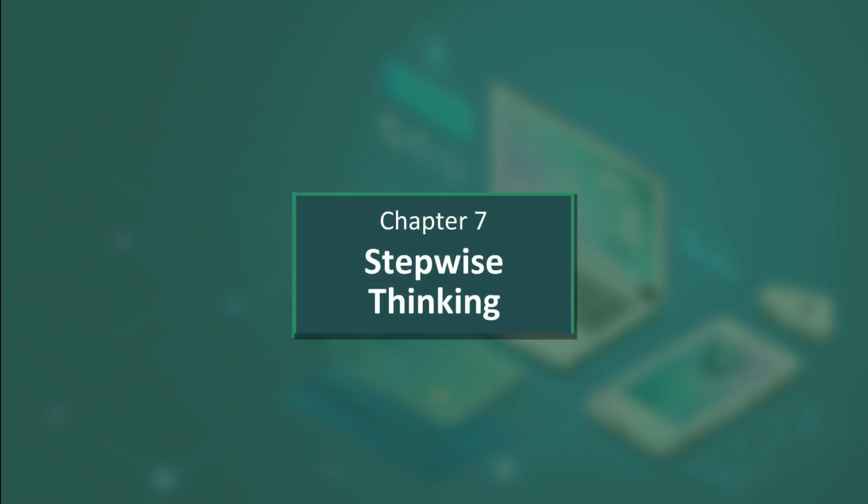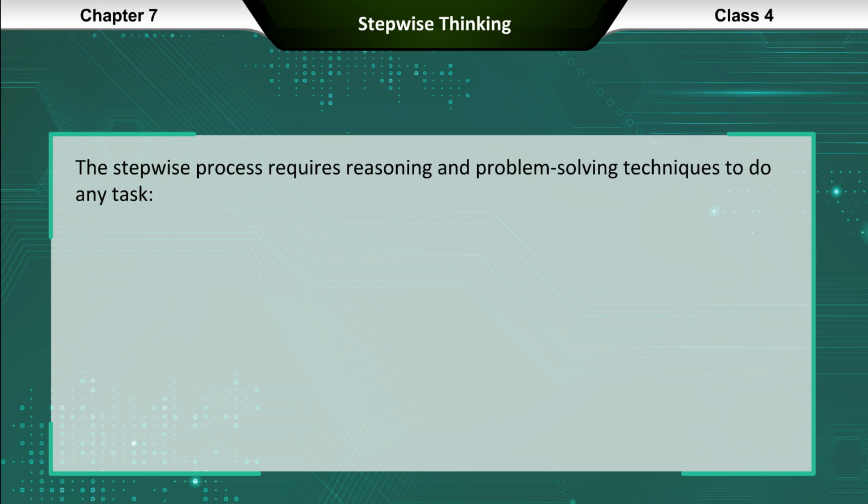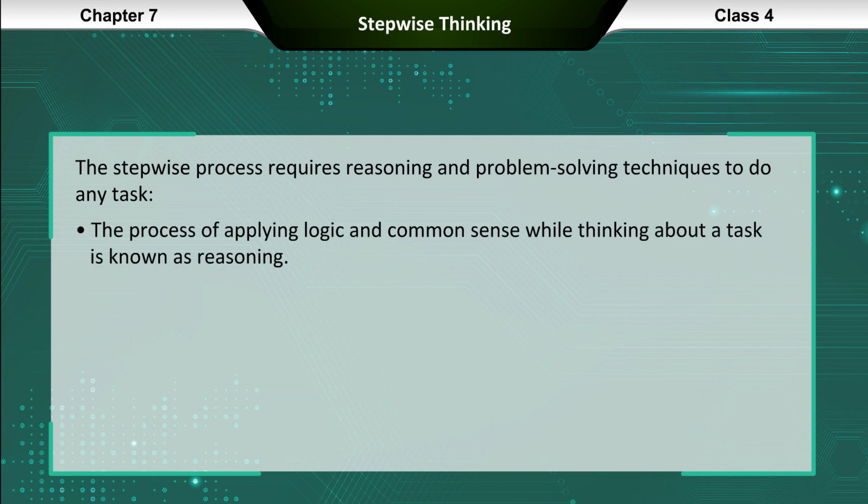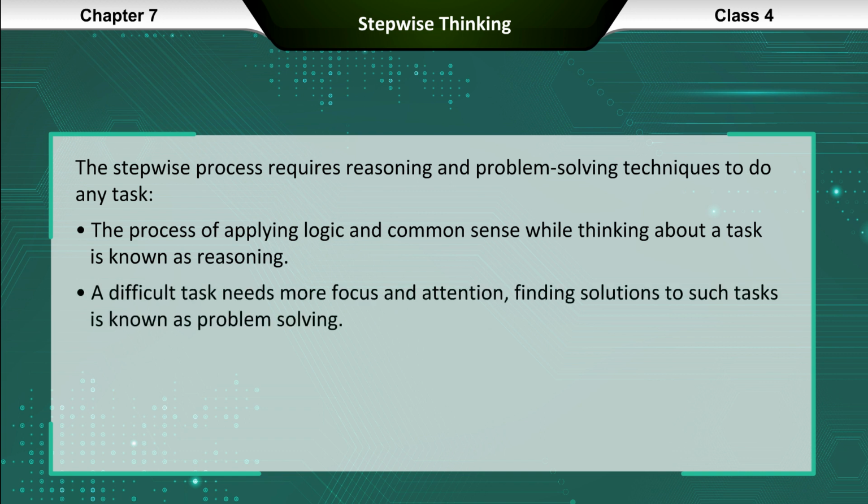Chapter 7. Stepwise Thinking. The stepwise process requires reasoning and problem-solving techniques to do any task. The process of applying logic and common sense while thinking about a task is known as reasoning. A difficult task needs more focus and attention. Finding solutions to such tasks is known as problem-solving.